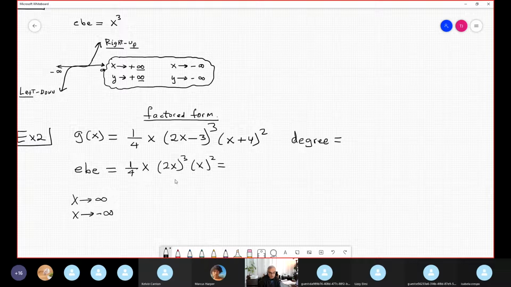Now you multiply. This is 1 over 4 x, and this is 2 to the cubic power, which is 8, x cubed, and x squared. Entonces in total we have, well, 8 divided by 4 is 2. And how many x do we have in total? 1, 3, 2 is 6, right? This is the end behavior expression. Wow. Entonces now you see clearly. What is the degree of this polynomial?